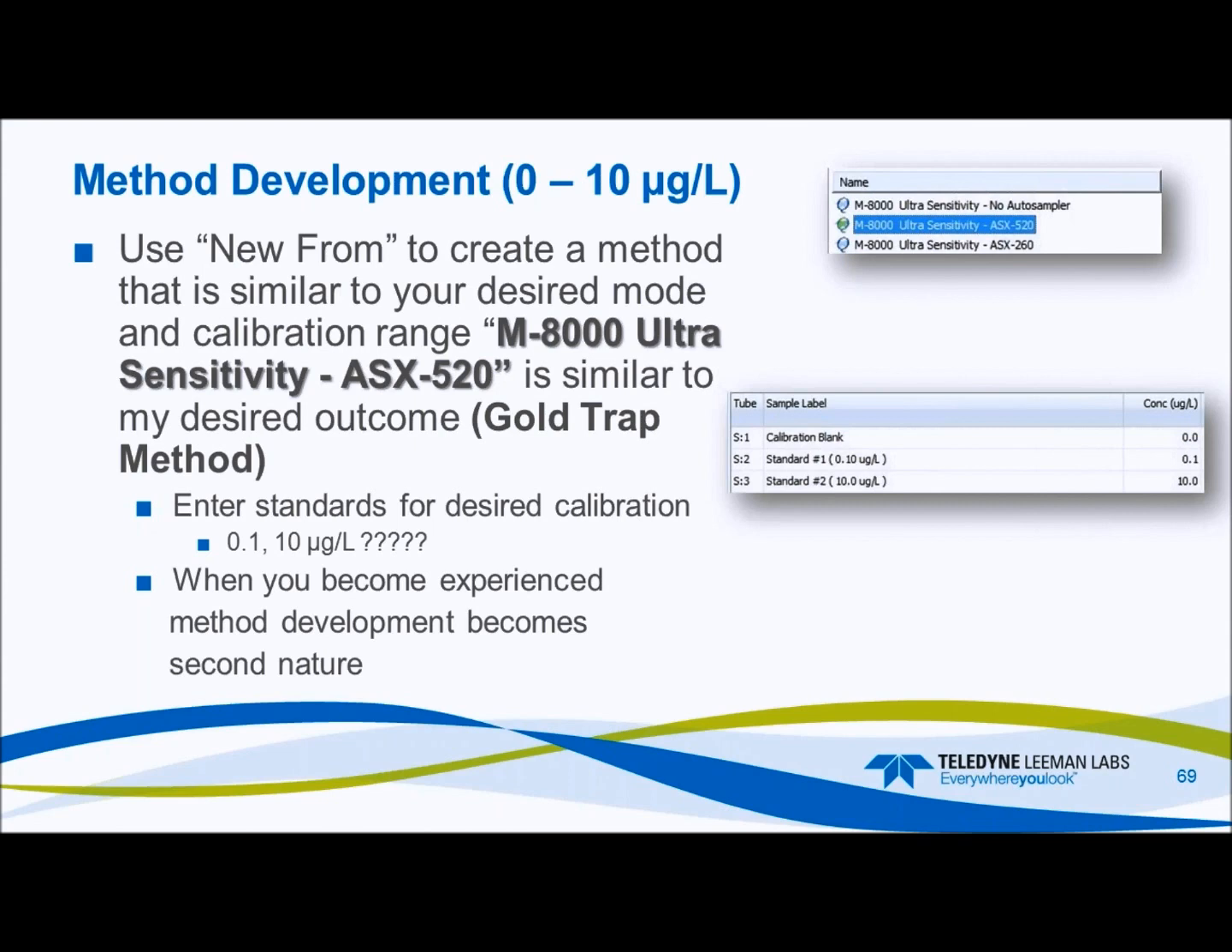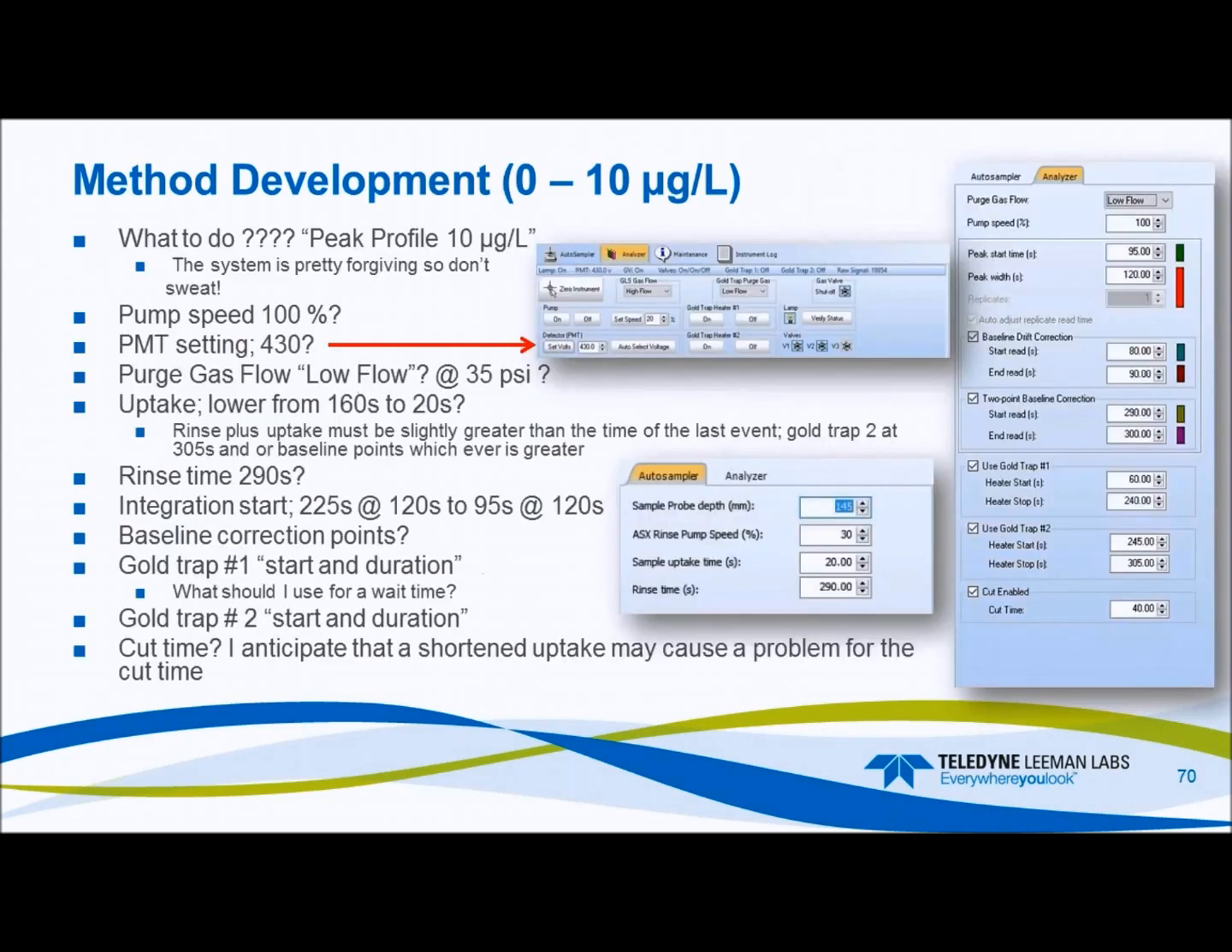So again, GoldTrap method, I open up the ultra trace. So I'm going to enter my standards of 0, 1, and 10 ppb. Is that going to work? Yeah, maybe it should. I know we can do this. So what can we do? We can adjust the PMT setting. So that's on the table.